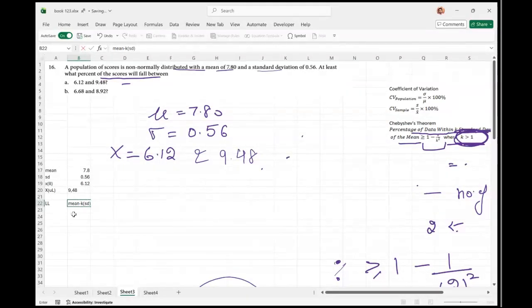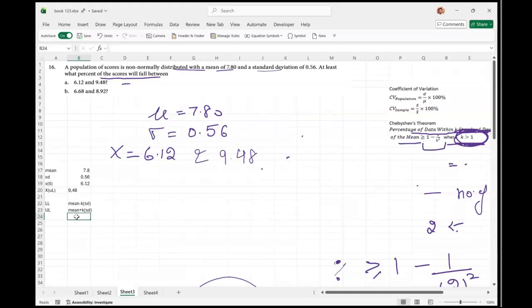This is the formula which we use for lower limit. For the upper limit, we're going to use mean plus k times standard deviation, s. Now let's look into the question. The population scores are normally distributed, the mean and standard deviation are given. At least what percentage of the scores will fall between 6.12 and 9.14? So we want to find the percent of data that lies between these two points.